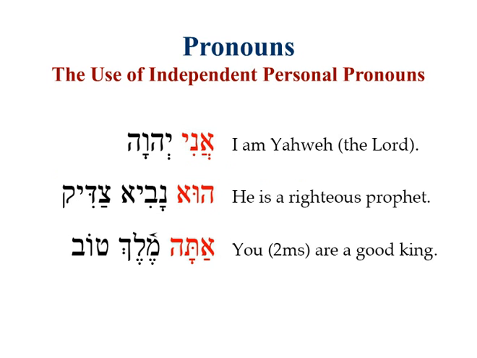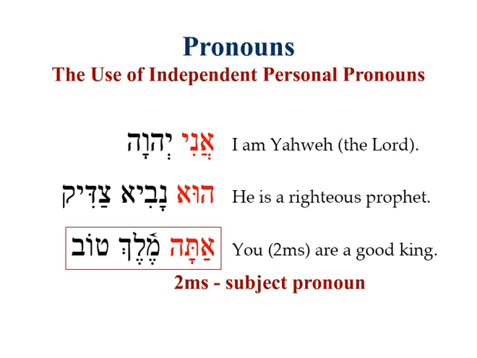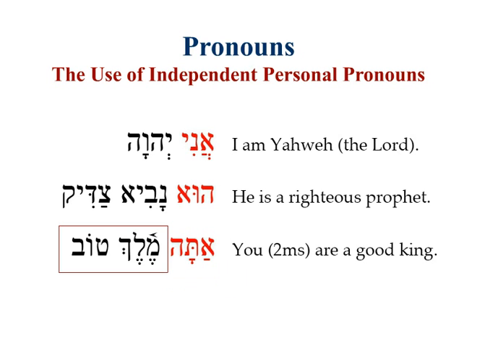The third example pronounces Atah melech tov. You, second masculine singular, are a good king. The independent personal pronoun, again, is in red, atah. It is a subject pronoun. And we have supplied a present tense of the verb to be. Note that melech tov is a noun followed by an attributive usage of an adjective.